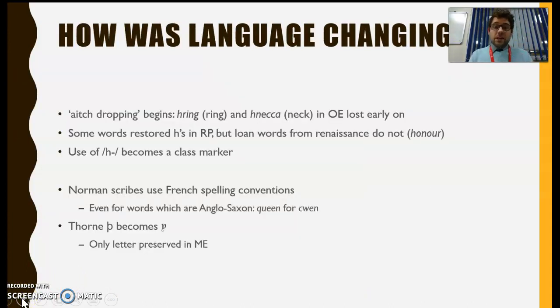So what do we start to get at this time? Like I say, you're not going to get a text this early, but it's useful to know. We start to get the H disappearing from these texts. So in Old English, hring and hnecca, we lose the H, so it just becomes ring and neck.